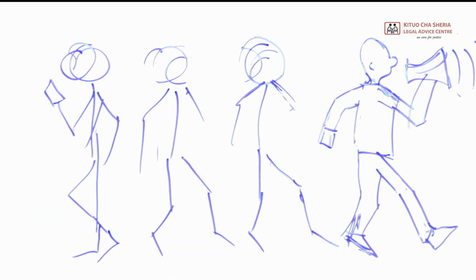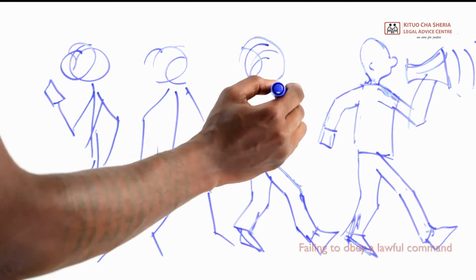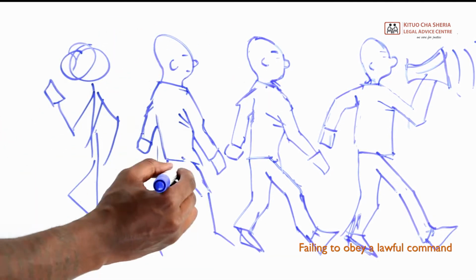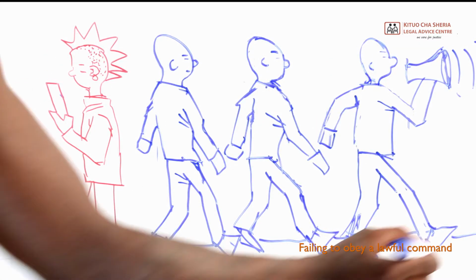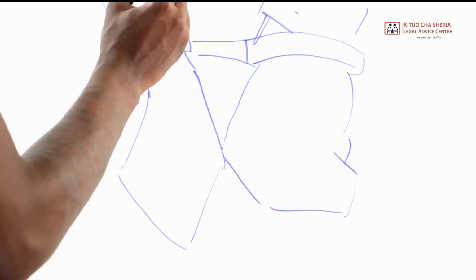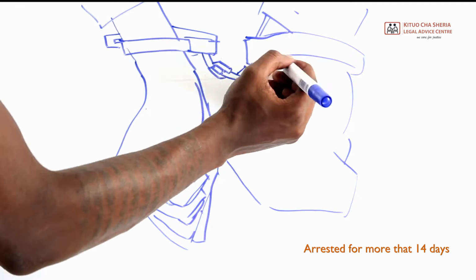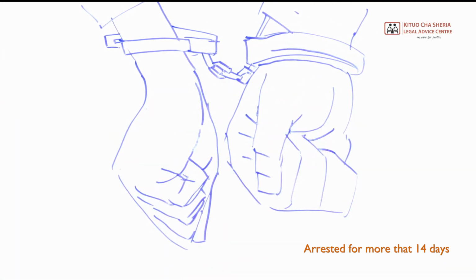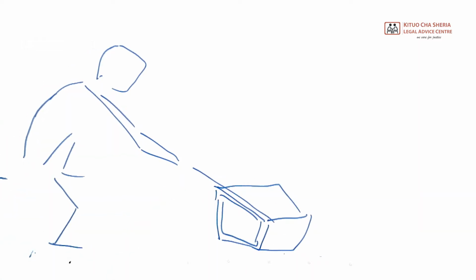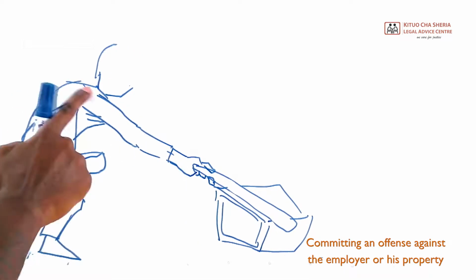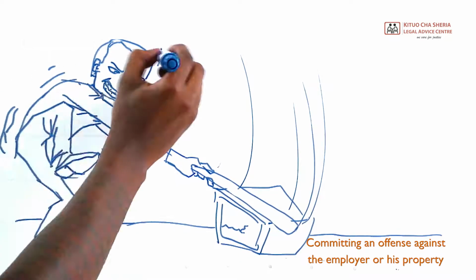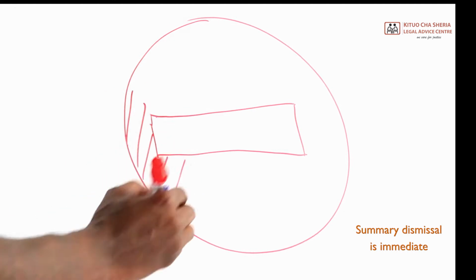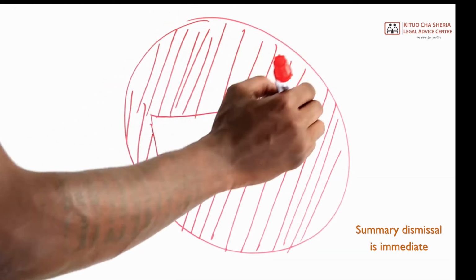5. Failing to obey a lawful and proper command that is within the employee's scope of work. 6. Arrested for a crime that lands the employee in jail and is not released within 14 days. 7. Committing a criminal offense against the employer or his or her property. 8. Summary dismissal takes place without a termination notice. It is immediate.